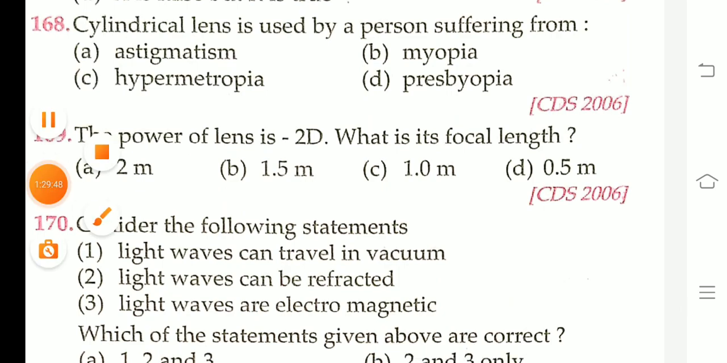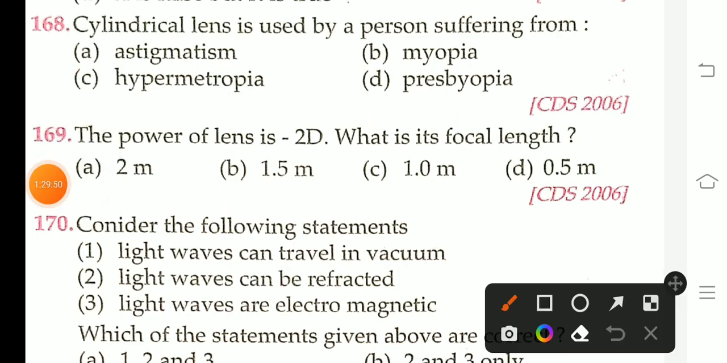Next, a cylindrical lens is used by a person suffering from. Right answer option A, astigmatism. Next, the power of a lens is 2D. What is its focal length? Right answer option D, 0.5 meter.